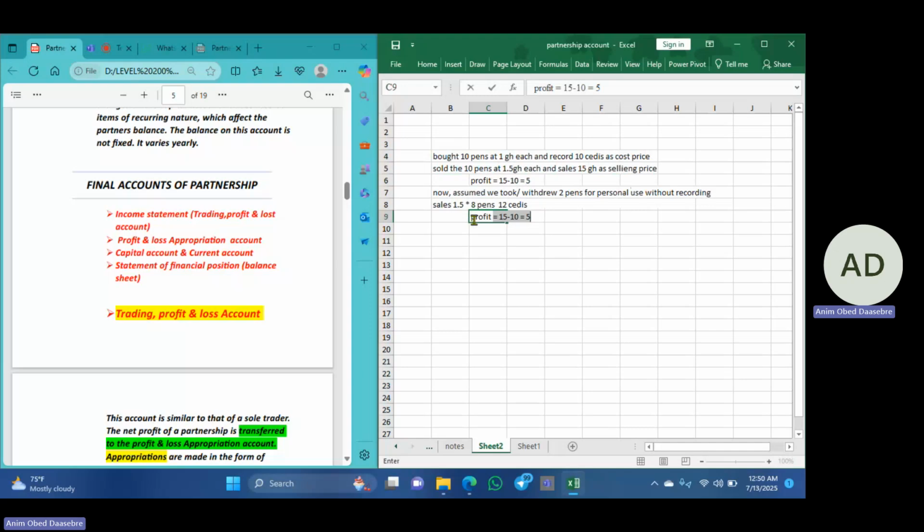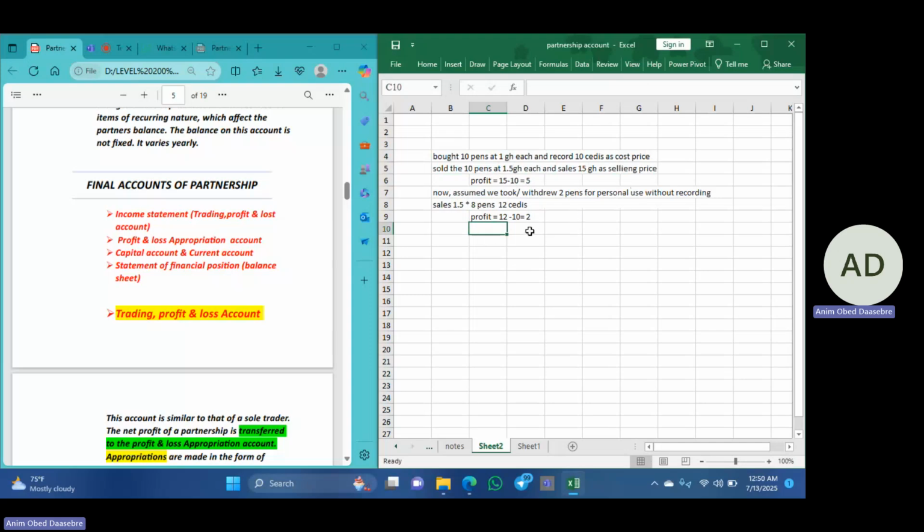Profit is going to give us 12 cedis minus the 10 cedis, which is going to be 2 cedis. So our profit will now be 2 cedis. So you see, the goods that we withdrew and didn't record are now giving us 12 cedis as sales. So when you subtract these 12 cedis from the 10 cedi cost price, you end up getting 2 cedi profit.